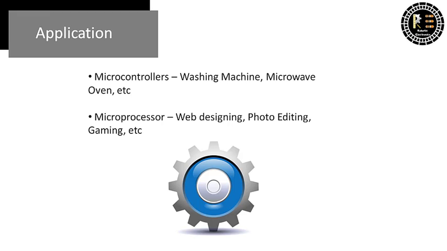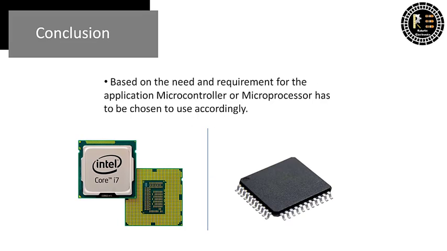Coming to the application, microcontrollers can be used in washing machines, microwave ovens, etc. Microprocessors can be used for different software development tools like web design. You can go for a processor for photo editing and gaming, etc. These all require microprocessors. So coming to the conclusion, here we need to give a brief conclusion.